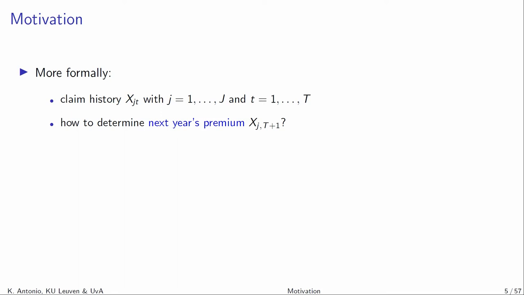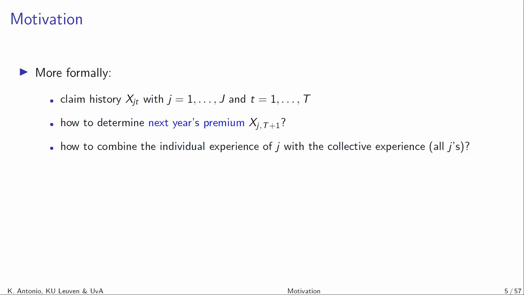And the overall goal is, how should we determine the technical premium? I'm always going to talk about technical premiums, of course, for the next year. So how can we assess the expected value of X_{J,T+1}, let's say? And how can we combine here the individual experience of contract J with the collective experience where we followed all these contracts, all J's over time? How can we balance these two pieces of information?